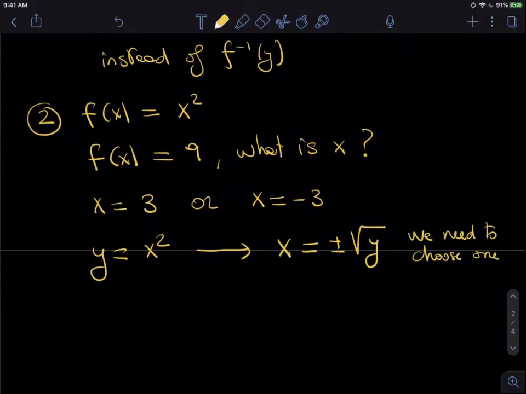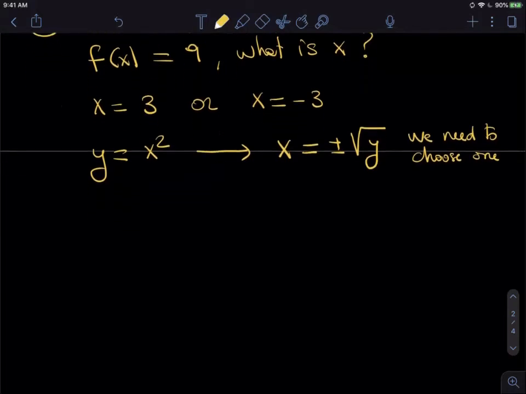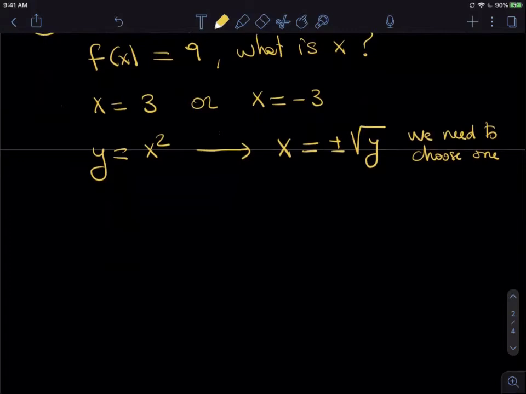Otherwise, remember the vertical line test. So otherwise, this is not defining a function. It's not going to be an inverse function, because for 9, I have two options. For every x, I have the plus and the minus square root of y. So for each of the y's, I'm getting two possible x's. So that's not a function. Okay, so in this case, we don't have an inverse, unless we choose only one of the two roots.